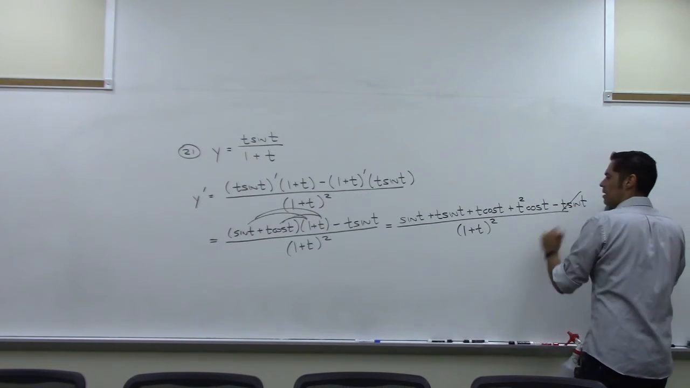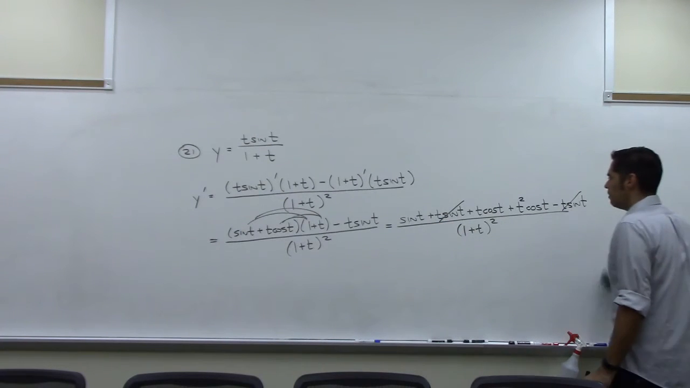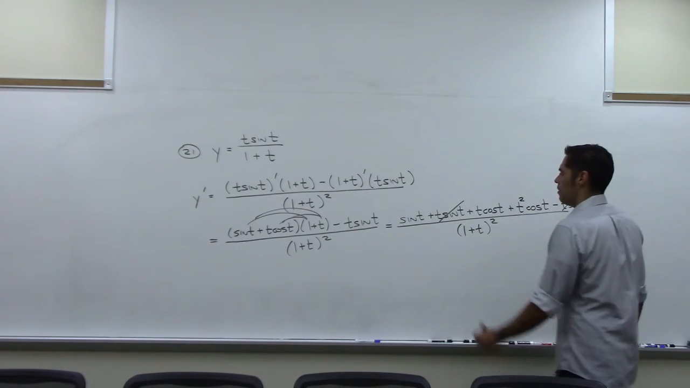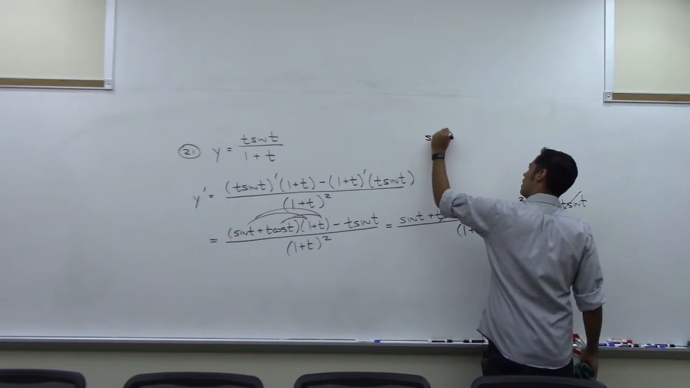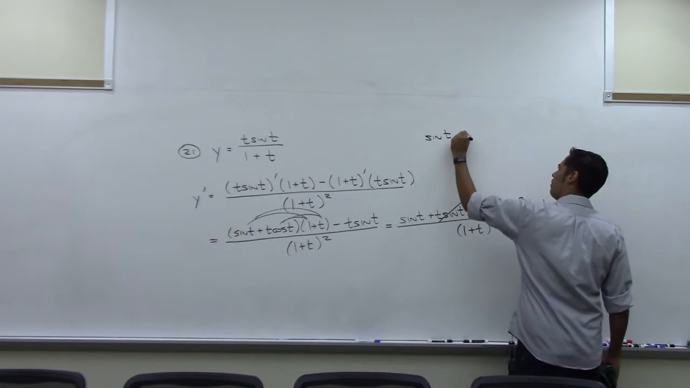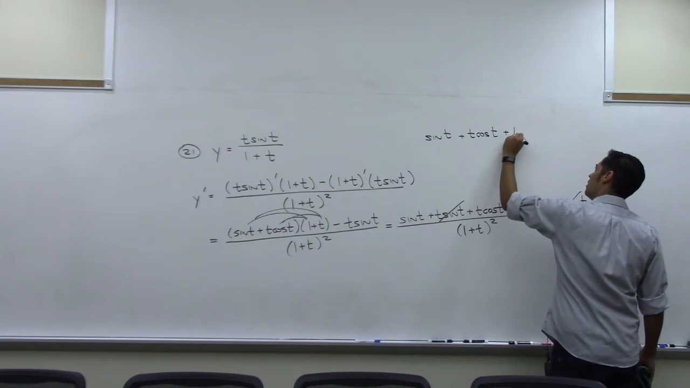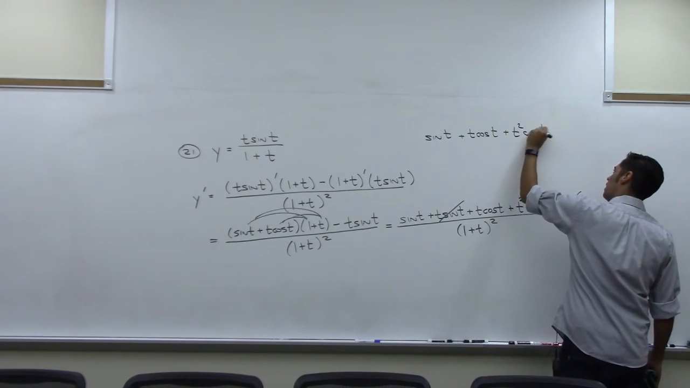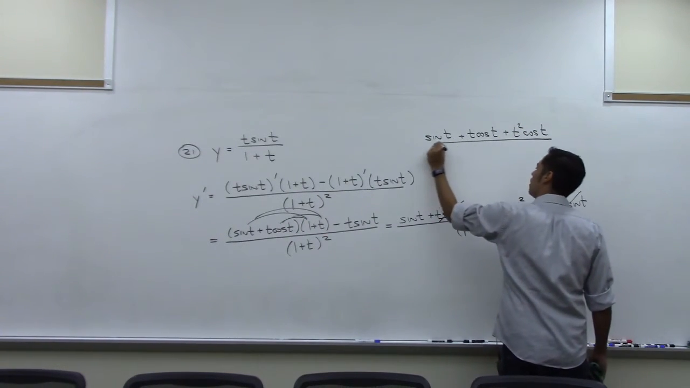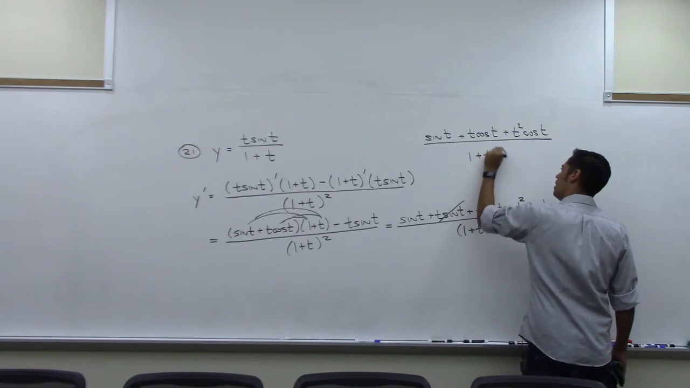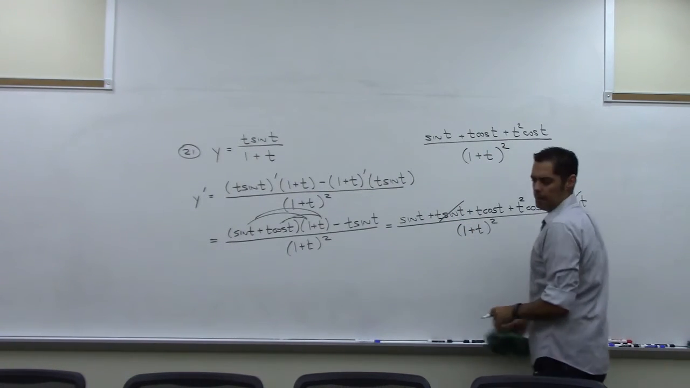And I do get the t sine t right here and that one to cancel. And so my final result should be sine t plus t cosine t plus t squared cosine t, all over 1 plus t quantity squared.